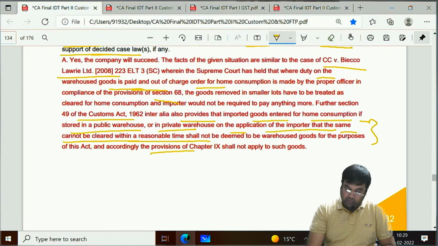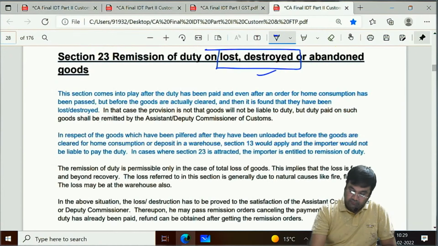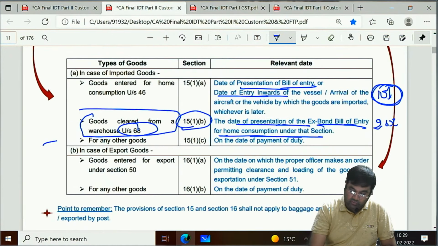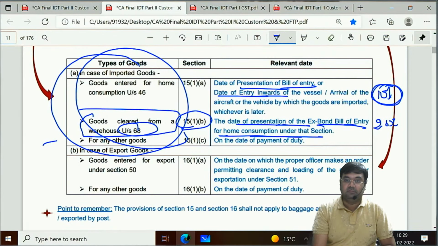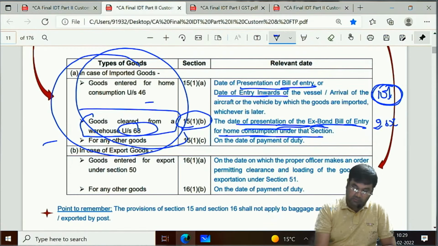So basically duty is going to be charged according to this, not on the higher duty or lower duty. So let's say it is warehousing without warehousing, then whenever a person is filing for home consumption, the duty needs to be charged accordingly. And if it is warehouse goods, then of course the date of presentation of the ex-bond bill of entry.